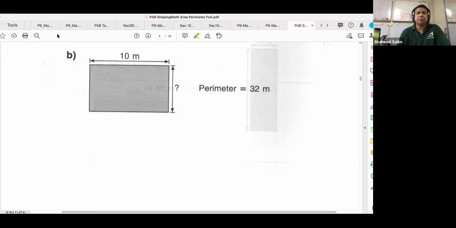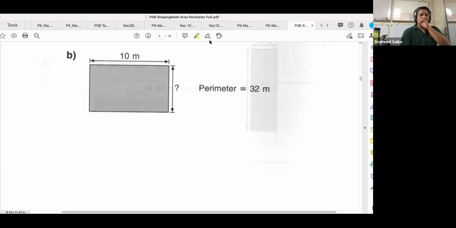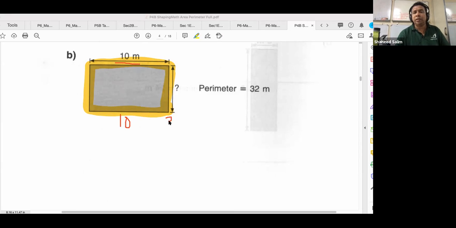You must minus this first. Okay, let us see. I already minus. Okay, we're gonna check. So what do we do? Remember what is perimeter? It's on the outline. You know, this is the outline. This is the perimeter down here. So what do we do? Step 1, perimeter minus the length. But there are two lengths. There's one length here. There's also another length here. So take 32 minus 10 minus 10.